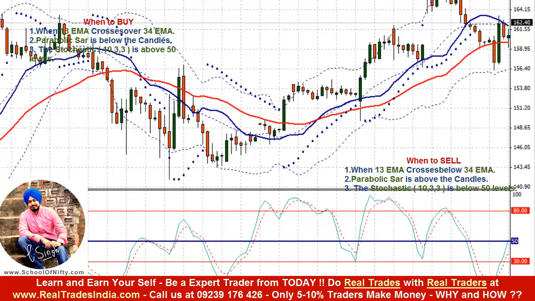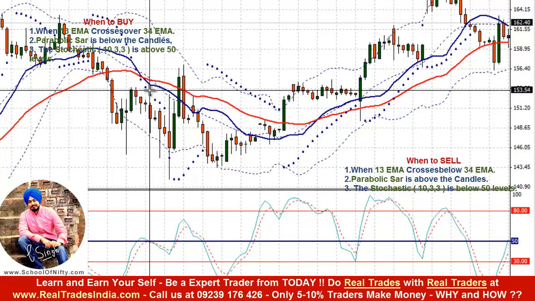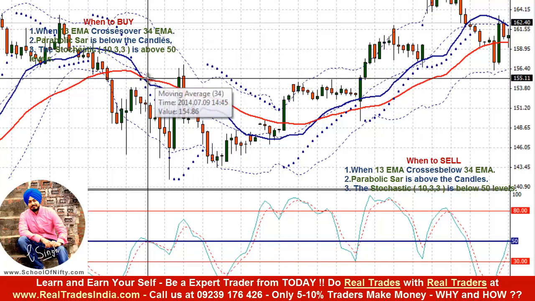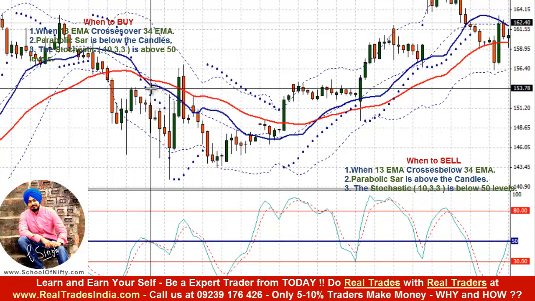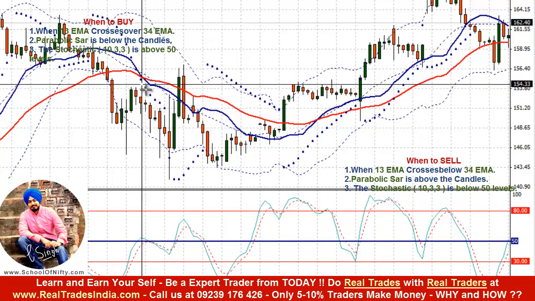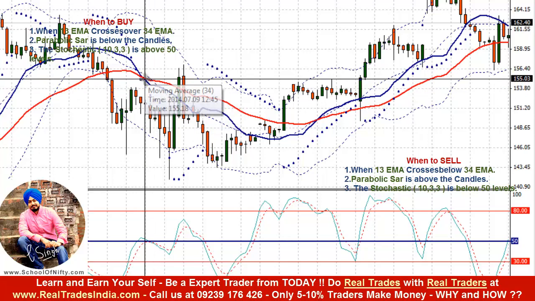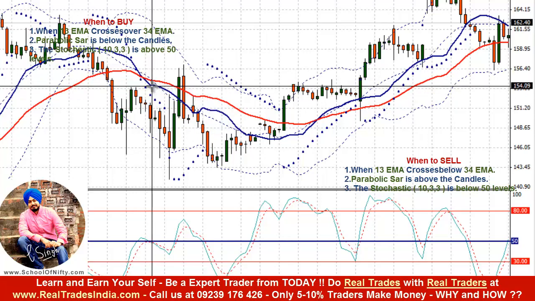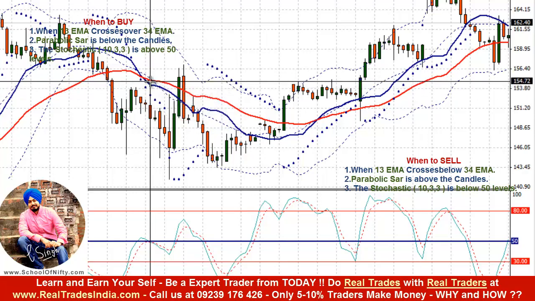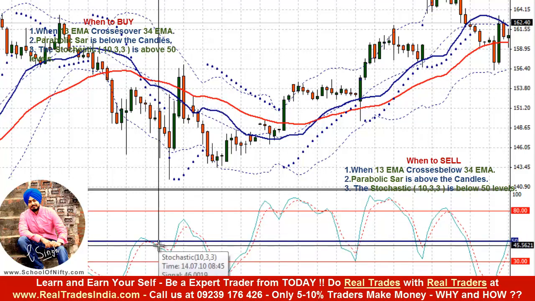You see over here, when I sell the stock, the 13 EMA should cross below the 34 EMA, as it happens over here, and the parabolic SAR should be above the candles, which you can see in this dotted line, and the stochastic should be below 50. If you see carefully, when the crossover occurs, the stochastic is at 50. It's not very encouraging, so you may even avoid this trade.